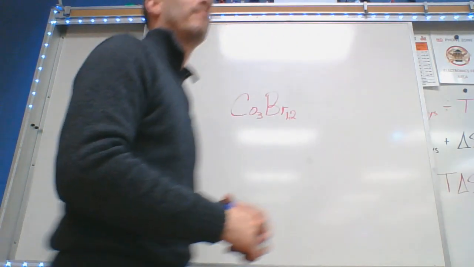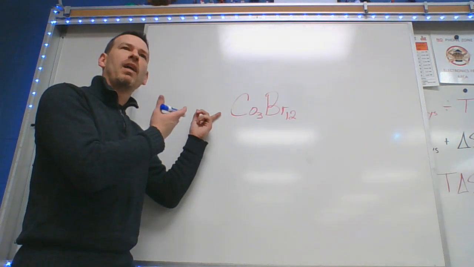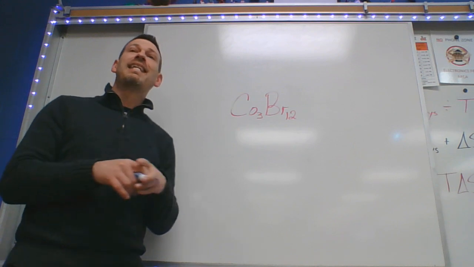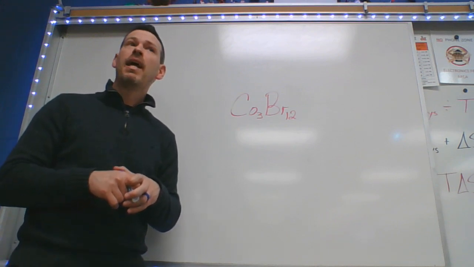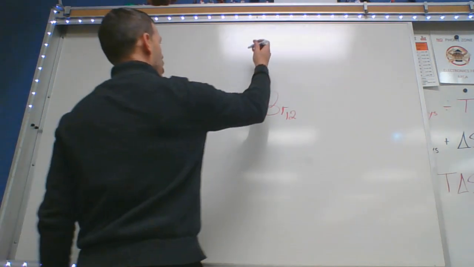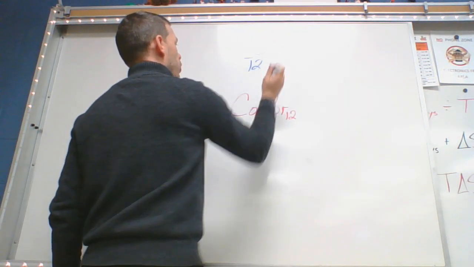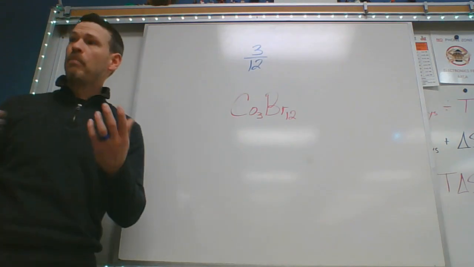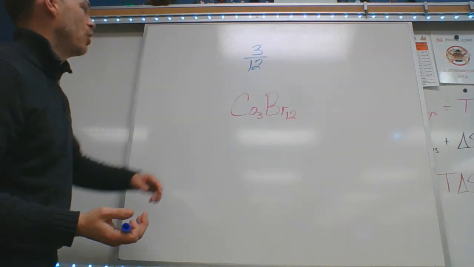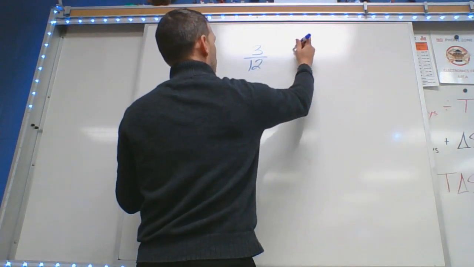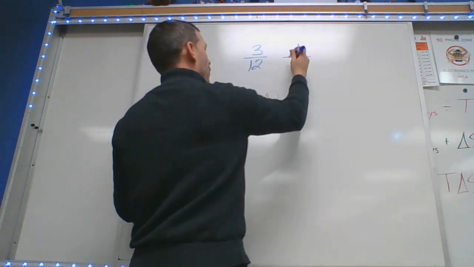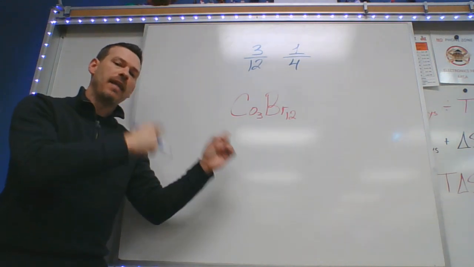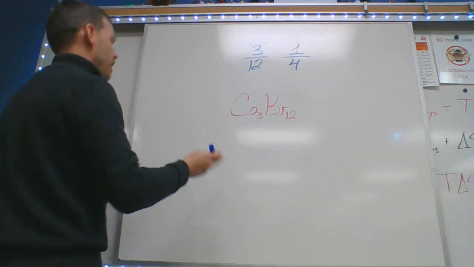Hey, 4-3. Is your guess empirical or molecular based on the connection between those values? The guess is molecular. Do you agree or disagree? It's definitely molecular because the ratio here is 3 to 12. What number can they both be divided by to give you more whole numbers? They can both be divided by 3. All right? So 3 divided by 3 is 1. 12 divided by 3 is 4. So if you were asked to write an empirical version of this molecular formula, it would be CBr4.